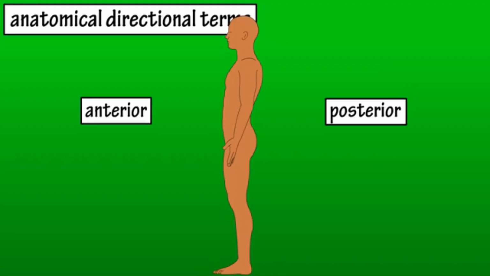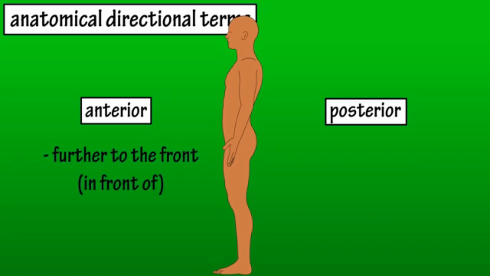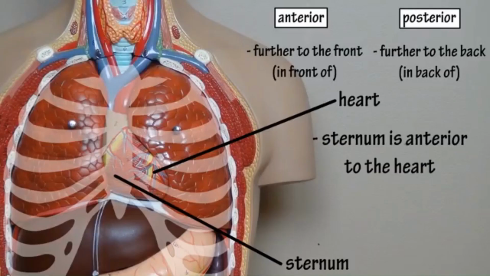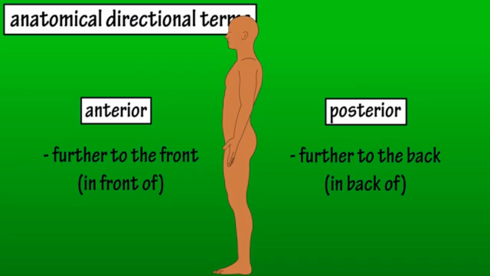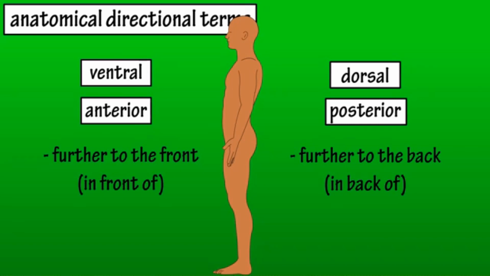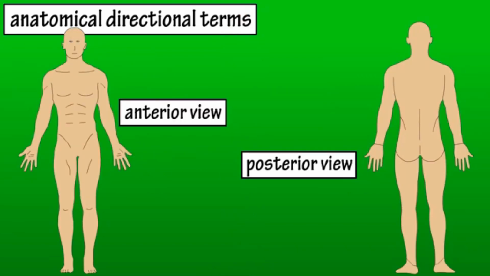Next is anterior and posterior. Anterior means further to the front or in front of. Posterior means further to the back or in back of. So we would say the sternum is anterior to the heart, and the heart is posterior to the sternum. Sometimes the terms ventral and dorsal are used in place of anterior and posterior, where ventral means anterior and dorsal means posterior. Anterior and posterior can also be used to describe how you're looking at the body.